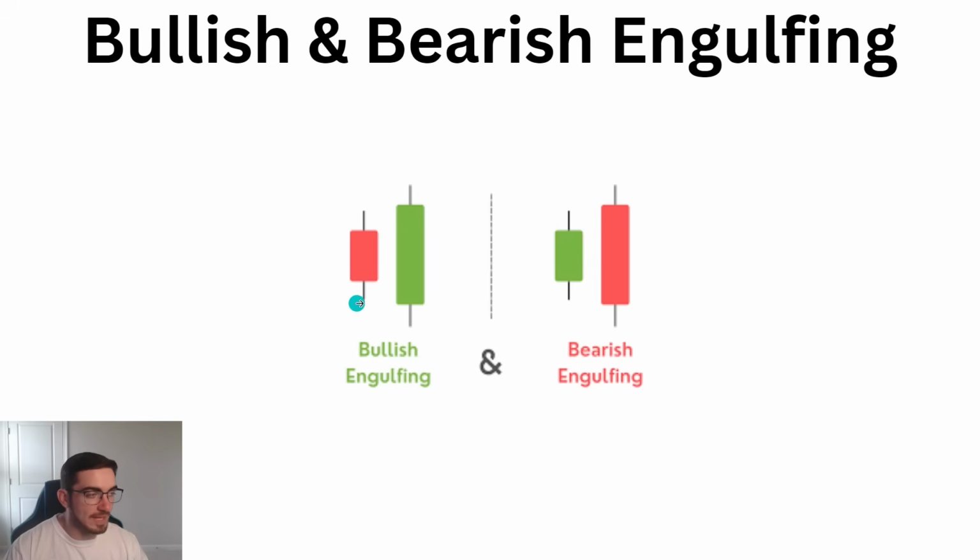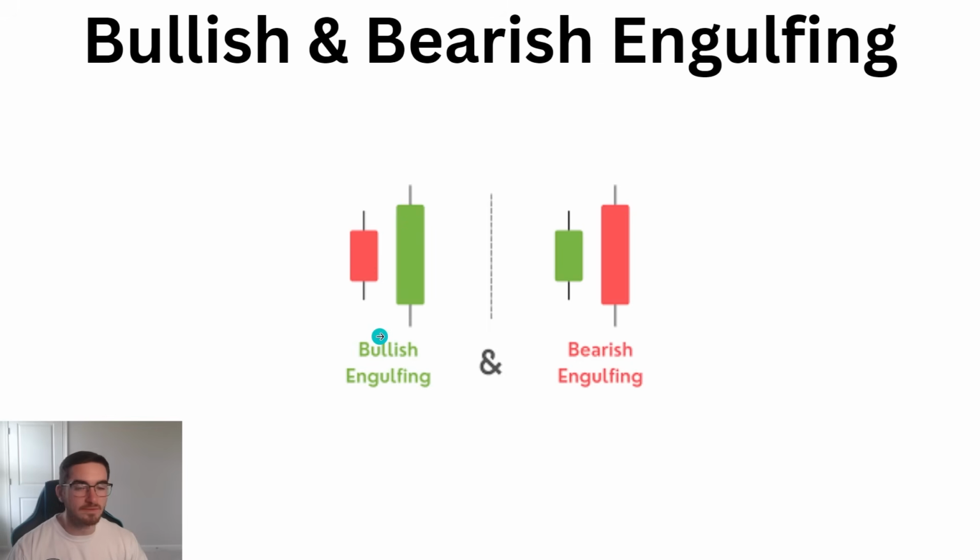So as we can see, we have this small bodied red candle right here, and then just a massive green candle right here that swallows up the previous red candle. What this is implying is that there were little sellers right here, and the next candle was enough buyers to swallow up the amount of sellers over here. That's what's considered a bullish engulfing.